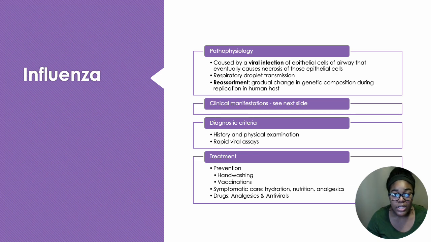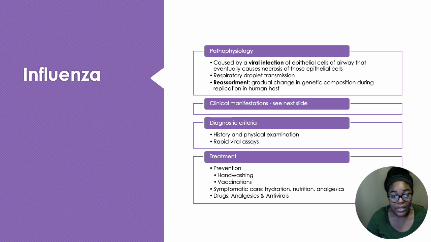And one thing to note about influenza is that this virus actually changes every year. There's not one specific influenza vaccine. You'll notice that they'll change it every year because influenza changes in its genetic composition, which ultimately makes it change each year, and that's why they have to redevelop the vaccine, because it changes. We do have several manifestations that we'll discuss on the next slide.